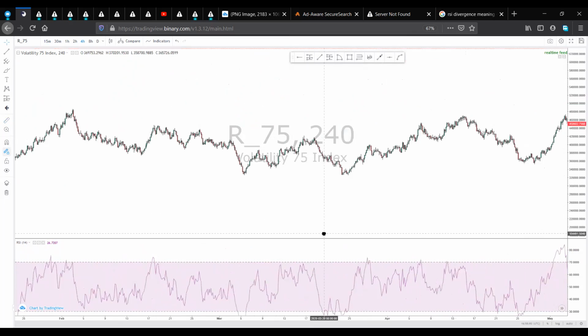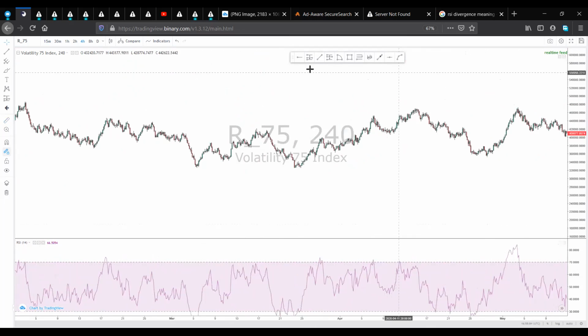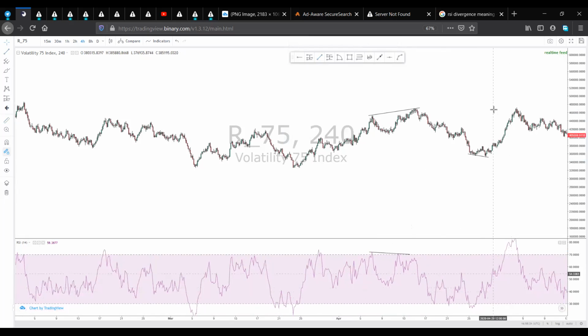We can look at another divergence. There's so many. There's so many here. The price is going up, but the divergence is showing it's going down. Here the price is going down. The divergence is showing it's going up. So there are so many. The divergence here is showing that it's going up.